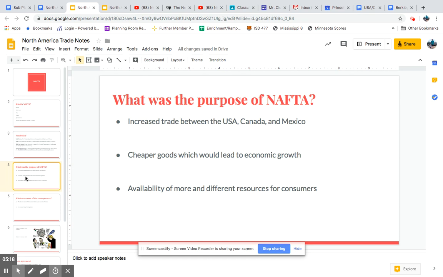If you're paying $2 for an avocado, for example, in Mexico, versus $4, you now have more money to spend on other things.